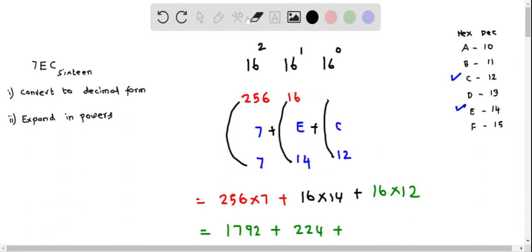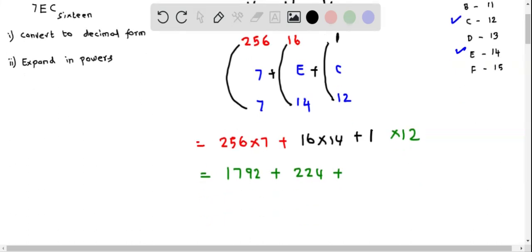it's not 16, this is basically 16 raised to the power of 0, which is 1. So this is 1, which means it is 1 times 12, which is 12. And when we add these three numbers, we get 2028. So this is the decimal equivalent of 7EC in base 16.